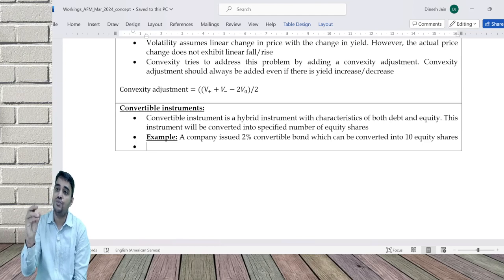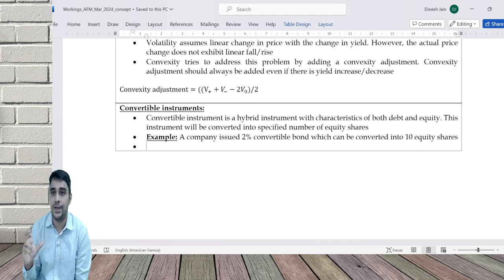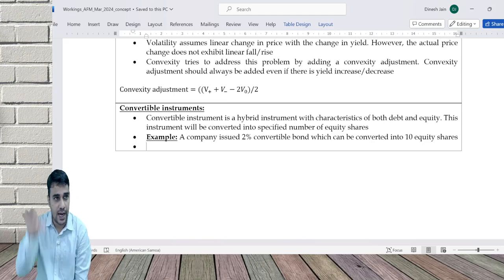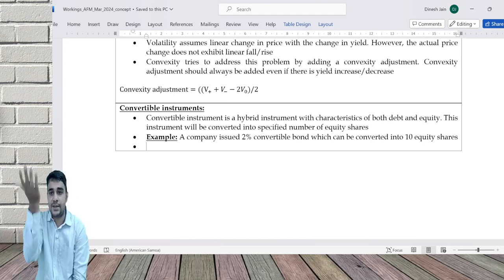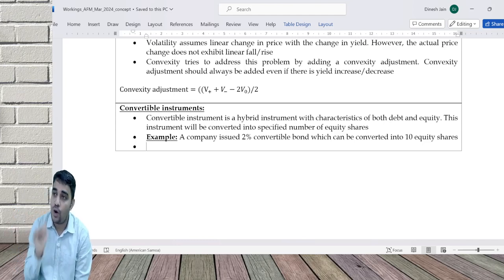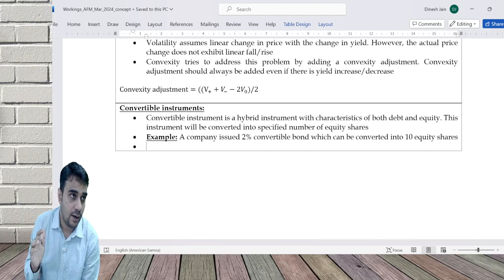So debt gives me certainty of my inflow. Equity gives me participation in appreciation. If you invest only in equity, you participate in appreciation of shares as well as depreciation of shares. Share price can go down, share price can go up. I don't want to be impacted by the fall in price. So what option did I choose? I went and bought a convertible bond.